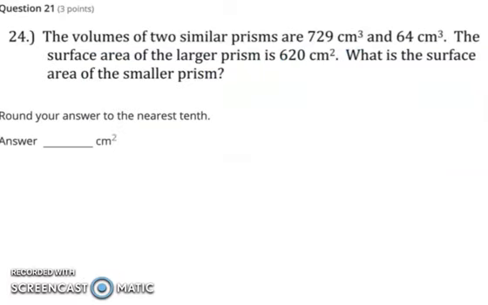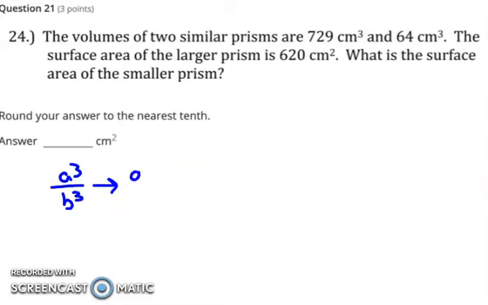Okay, number 21. The volumes of two similar prisms are 729 and 64. The surface area of the larger prism is 620. What is the surface area of the smaller prism? So they gave us volumes. We want to turn those in. We want to turn that ratio into a surface area ratio so we can cross multiply.